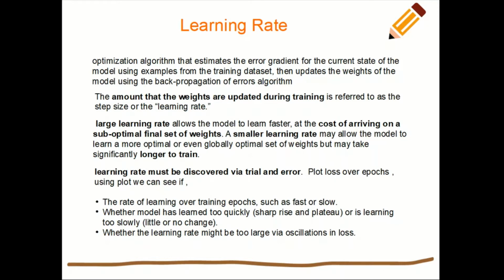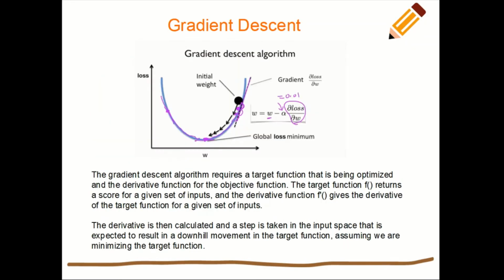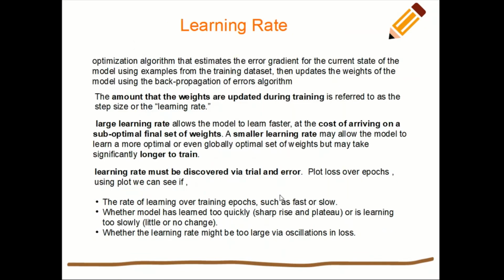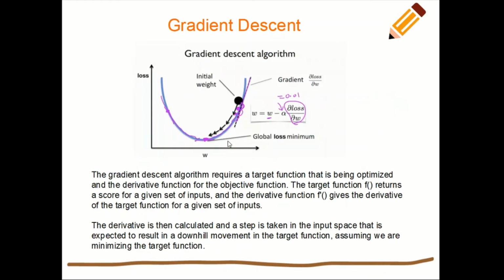Okay, now there is another parameter which is associated with the plain vanilla gradient descent, and that is momentum. Now when we consider the momentum, which is an exponentially weighted average of the prior updates to the weight, that means, for example, let's say one particular calculation tells us to go in this particular direction, but the momentum tells us that we need to increase the weight, then we are going to give certain importance to the momentum also. So we'll listen to the momentum.